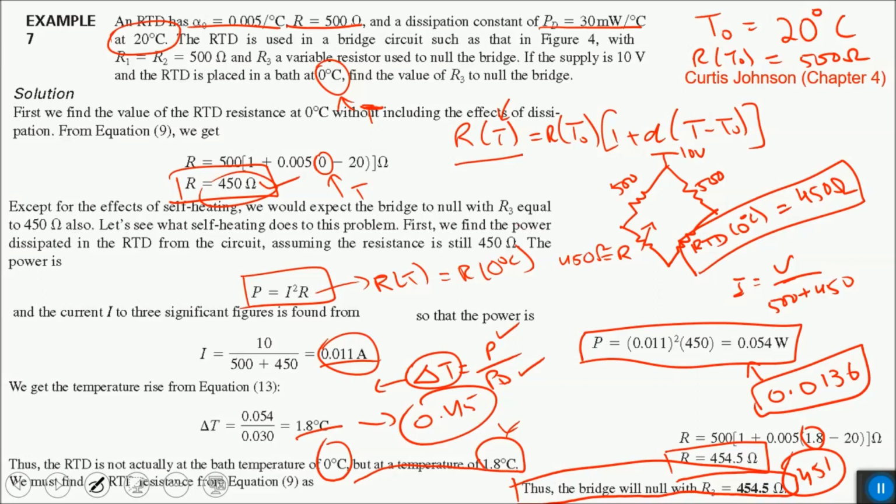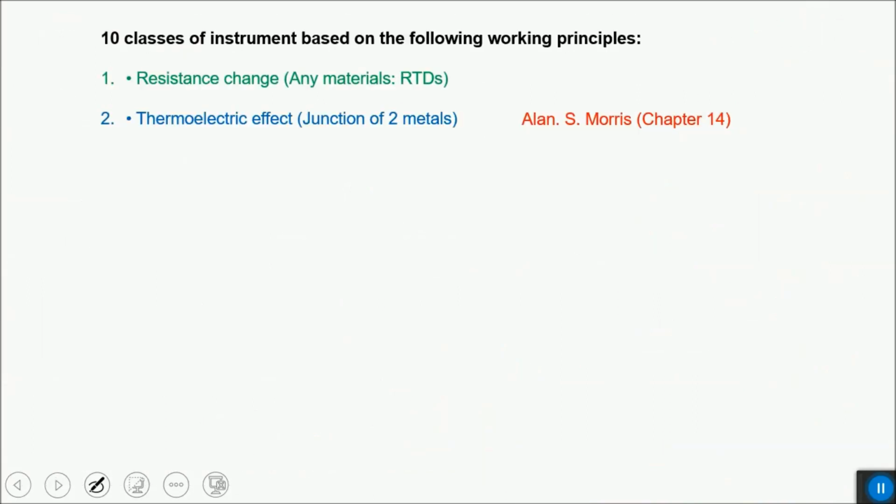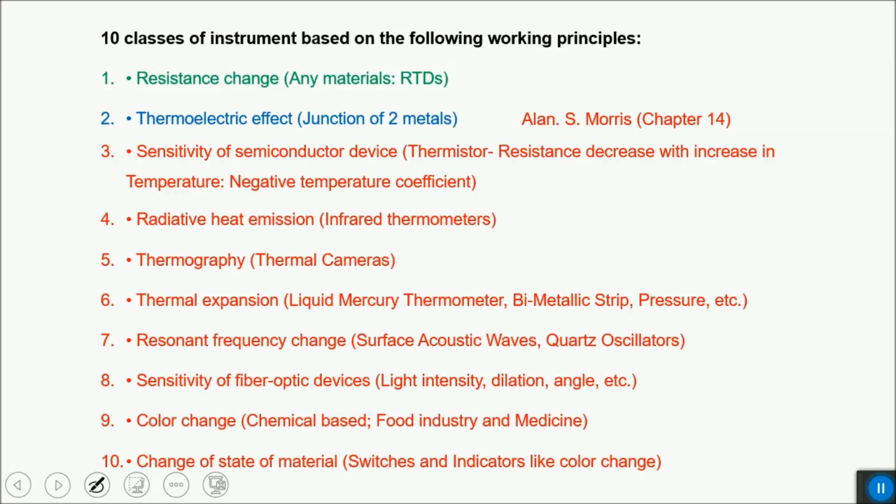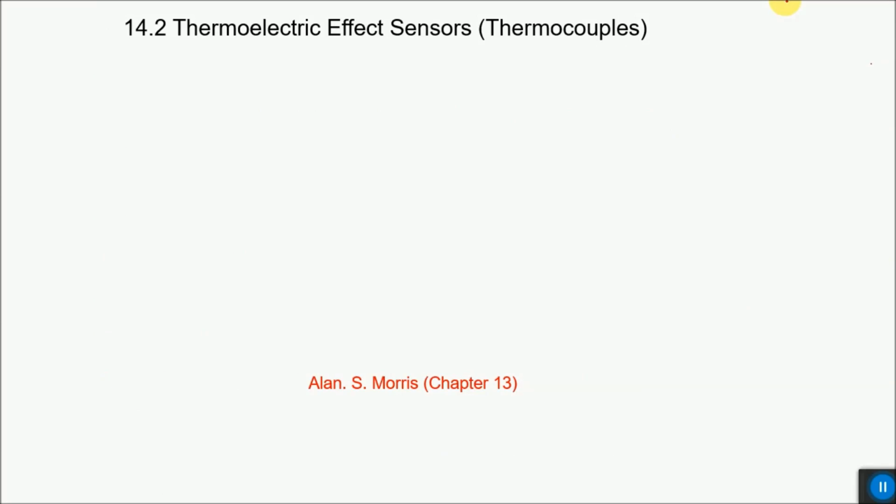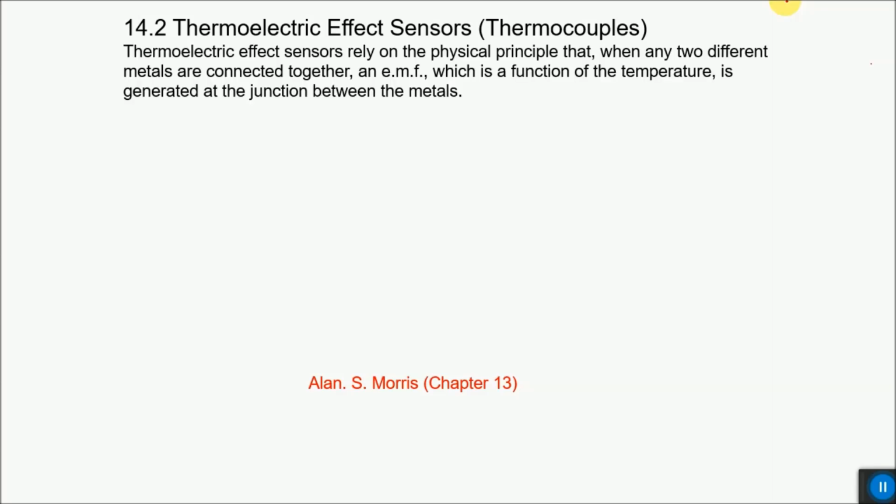So now let's move on to the next category, that is thermoelectric effect or thermocouples, that is the junction of two metals. Thermocouples are another very important type of temperature sensors that are widely used in industry, and they work on thermoelectric effects. Now, what is a thermoelectric effect? They rely on the physical principle that when any two different metals are connected together, an EMF is produced that is a function of temperature, and that EMF is generated between the junction of those two metals.